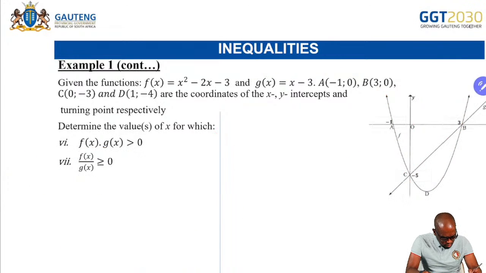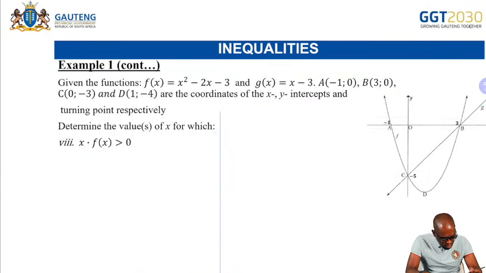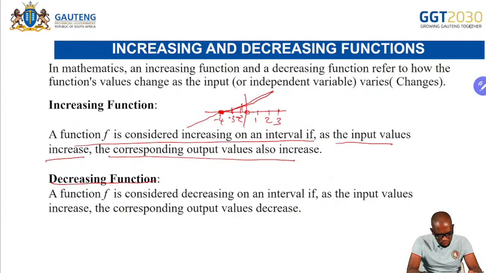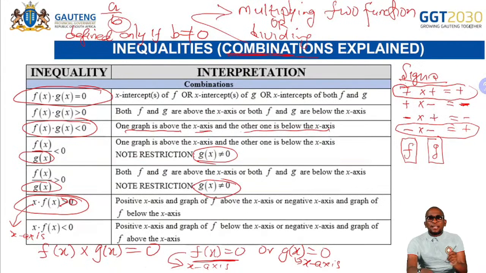Now, let's look at this part where we are multiplying the two functions, where we now have our combinations. Remember, I said before, when we look at combinations, we are going to be looking at the signs. The signs are very, very important. Now, let us see those combinations in application.